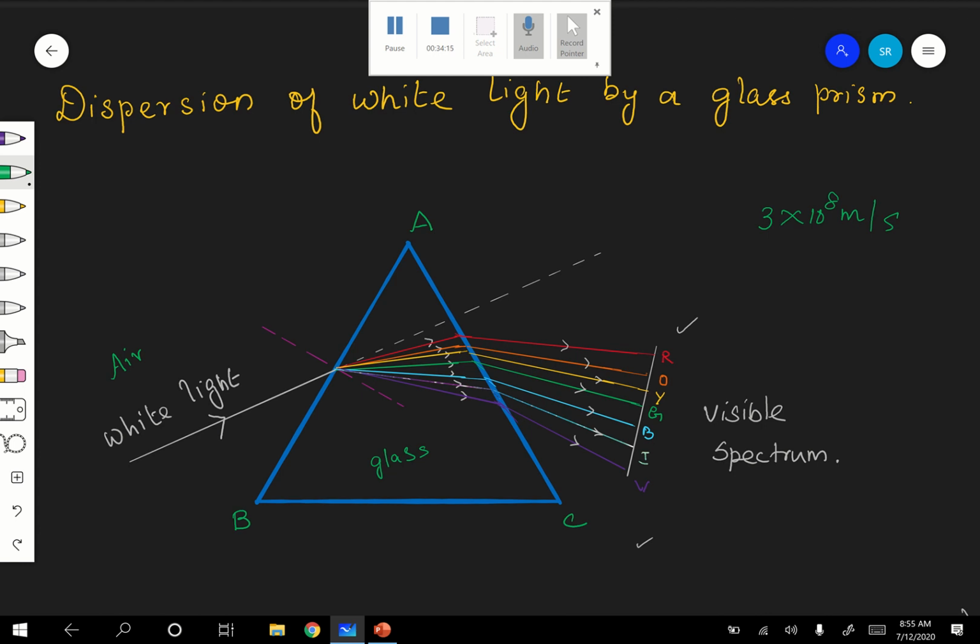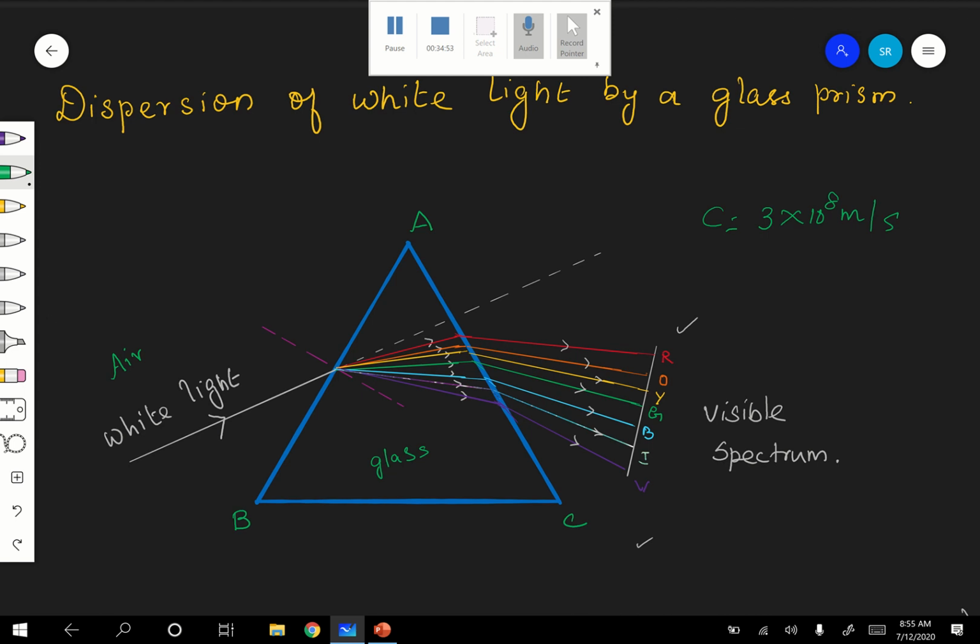It is a constant. White light has all these colors, but all the colors are moving with the same speed, that is equal to 3 into 10 power 8 meter per second. But what happens? Once it enters into the prism, once it falls on the face AB, it is going from rarer to denser medium, that is air to glass. At that time, different colors start traveling with different velocities.